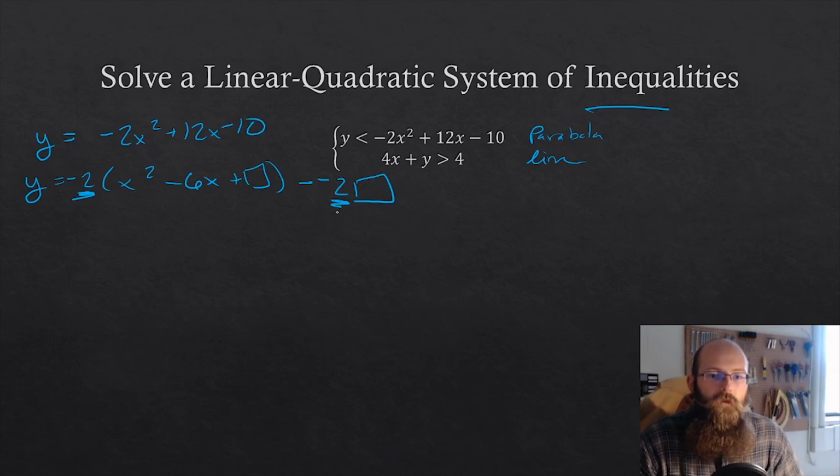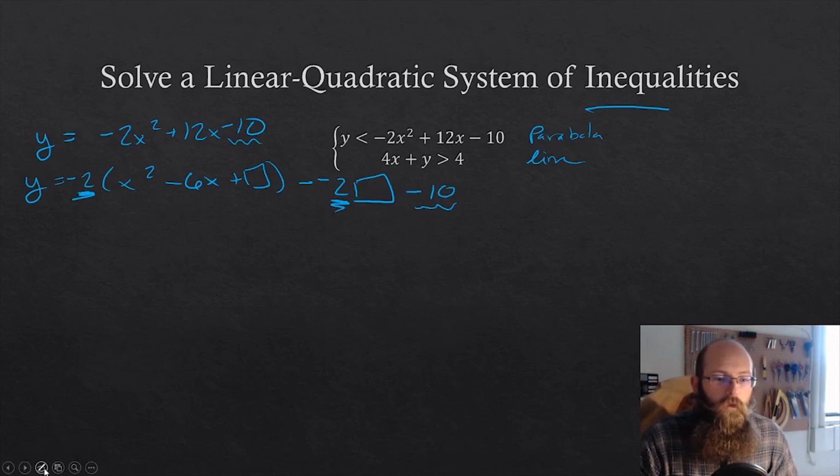There has to be a -2 here. That's how the boxes go. And then that -10 and -10 right there. Now what goes in my box? Well, that comes from my b value in my parentheses, divided by 2, and then I square it. So 6 divided by 2 is 3. Then I square it, and I get 9. So 9 goes in that box.